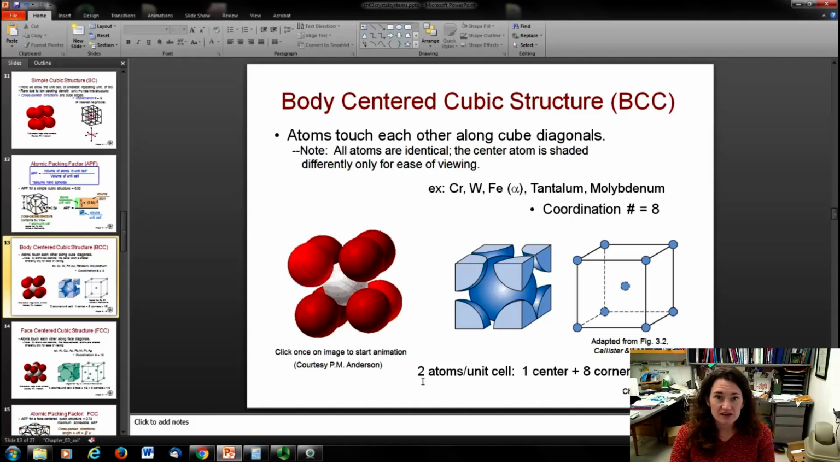Now, this one is going to have 2 atoms per unit cell. All right, you've got the one in the center, of course, and then you add that on to the corners of the cube, okay, which is of course 8 atoms at the corners of the cube, but they're going to be sliced off, so that's times 1/8. So the one in the center plus the one atom that comes from all the corners gives you 2 atoms per cell.